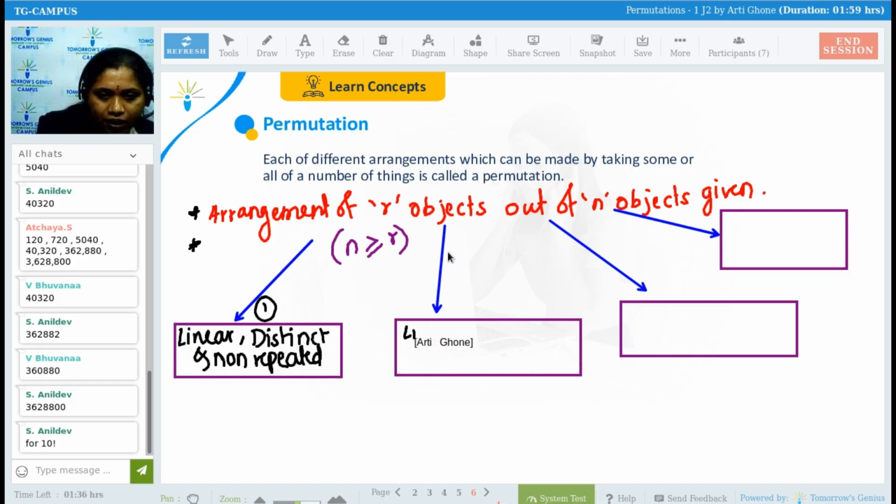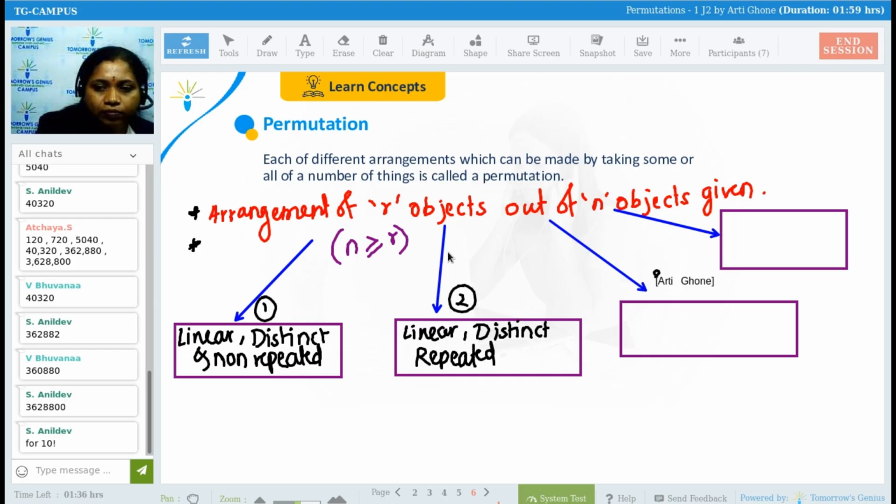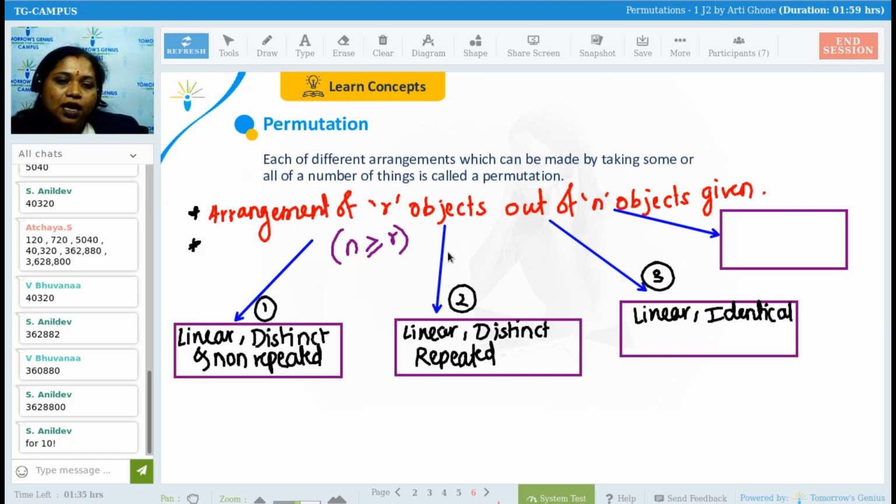The second one, we have a linear kind of permutation. Then objects are also distinct, but it can be repeated. In the third case, we have a linear permutation. Objects are identical. If objects are identical, we have a different case, where repeated and non-repeated will be the same. Clear? So linear and identical is the third type.